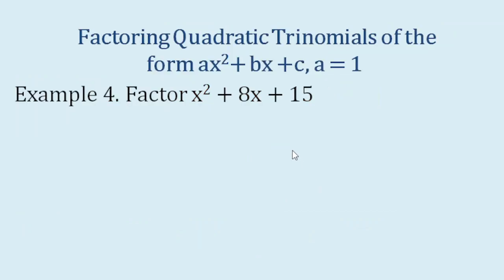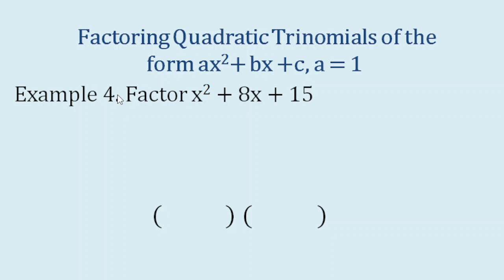Now let's talk about factoring quadratic trinomials of the form ax squared plus bx plus c, where a is equal to 1. Okay? Meaning to say the coefficient of x squared is just 1. And these are not perfect square trinomials anymore. So let's factor x squared plus 8x plus 15.